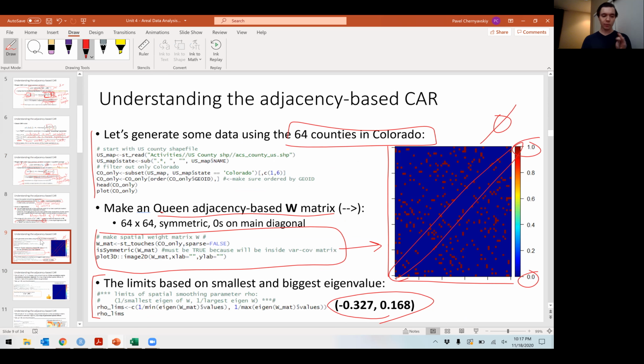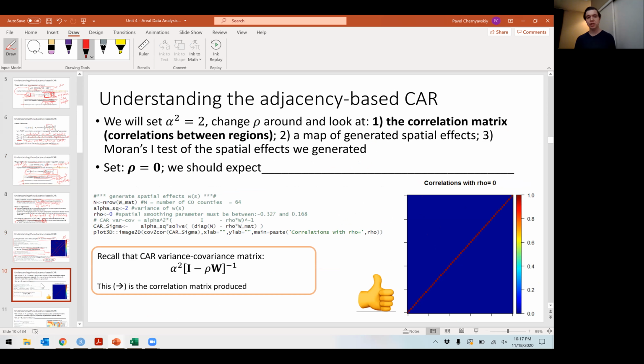So what I will be doing is generating synthetic data. I will set my alpha squared to be 2. And I'm going to change that rho and take a look at what my variance covariance matrix and correlation matrix look like. And I will just visualize what the spatial effects look like. And I will take a look at what is the degree of spatial correlation induced by that rho.